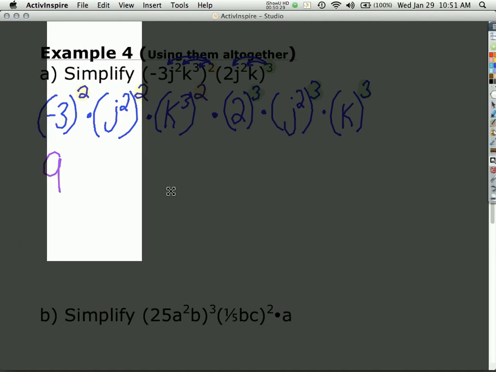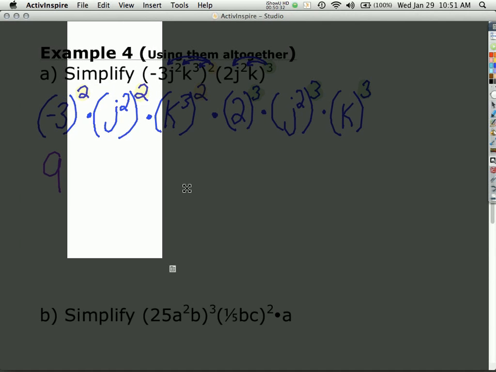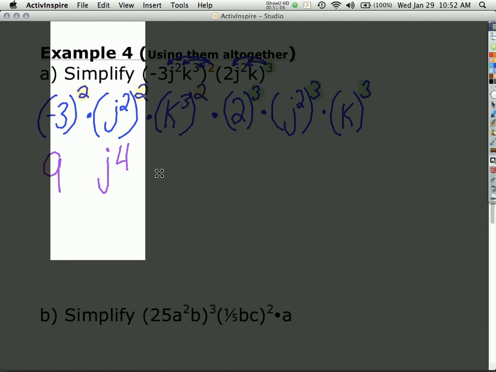Here's the second factor. J to the second to the second. What does that become? Anita? J to the fourth. What property is that? Hezekiah? Yes. So this is J to the fourth. And this is being multiplied.